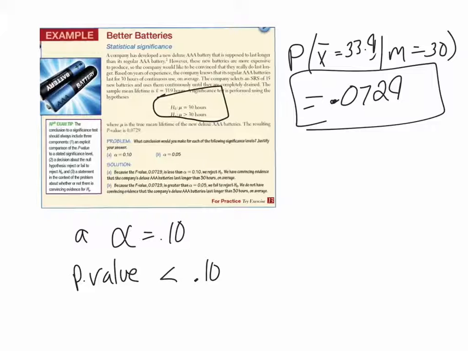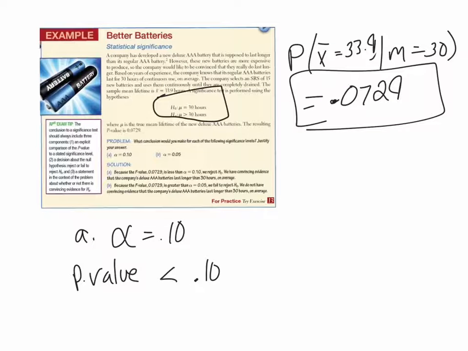So we're never going to accept the null hypothesis. We never say the alternative hypothesis is true. We have strong evidence to suggest that the alternative hypothesis may be true. But what we have is enough evidence to reject the null hypothesis.